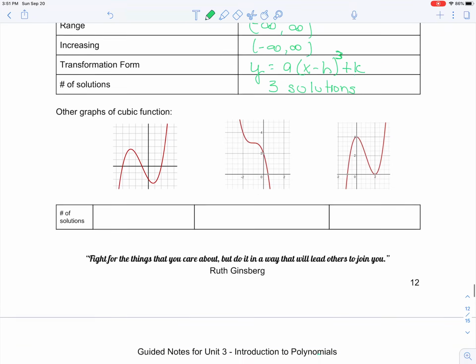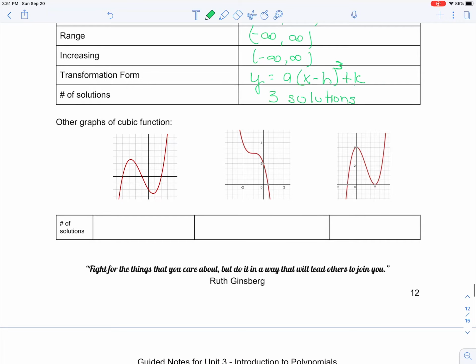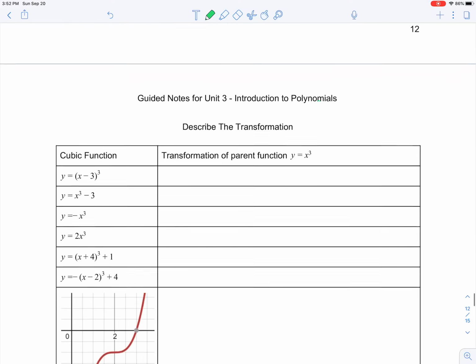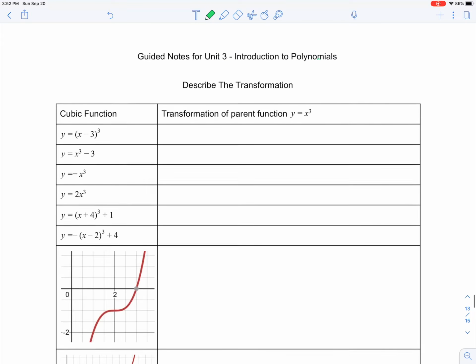So I've given you a couple of examples of what cubic functions look like. In this first example, this cubic function has how many zeros? That's right, 3. In this second example, this cubic function has only 1 solution, because it only crosses the x-axis once. And in this graph, it has 2 solutions.